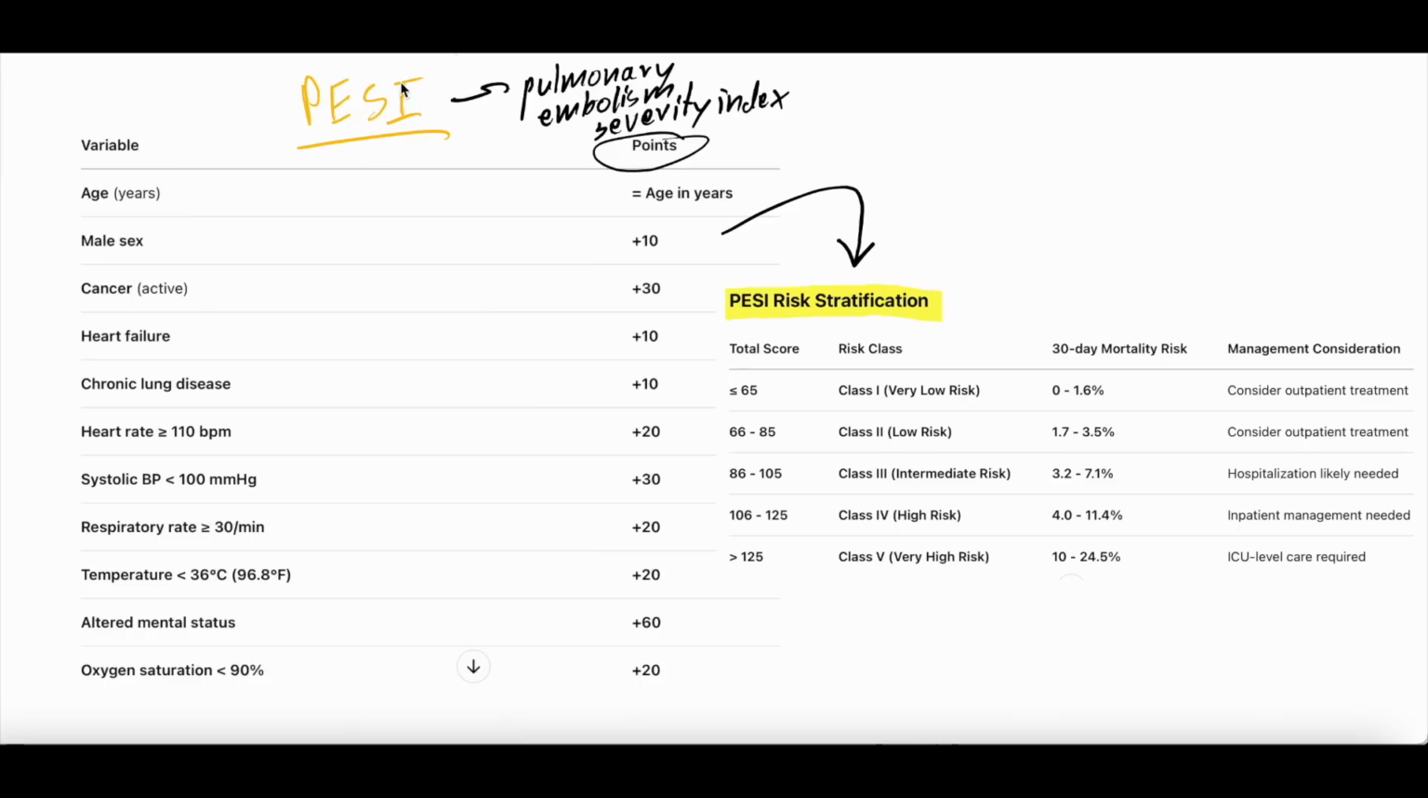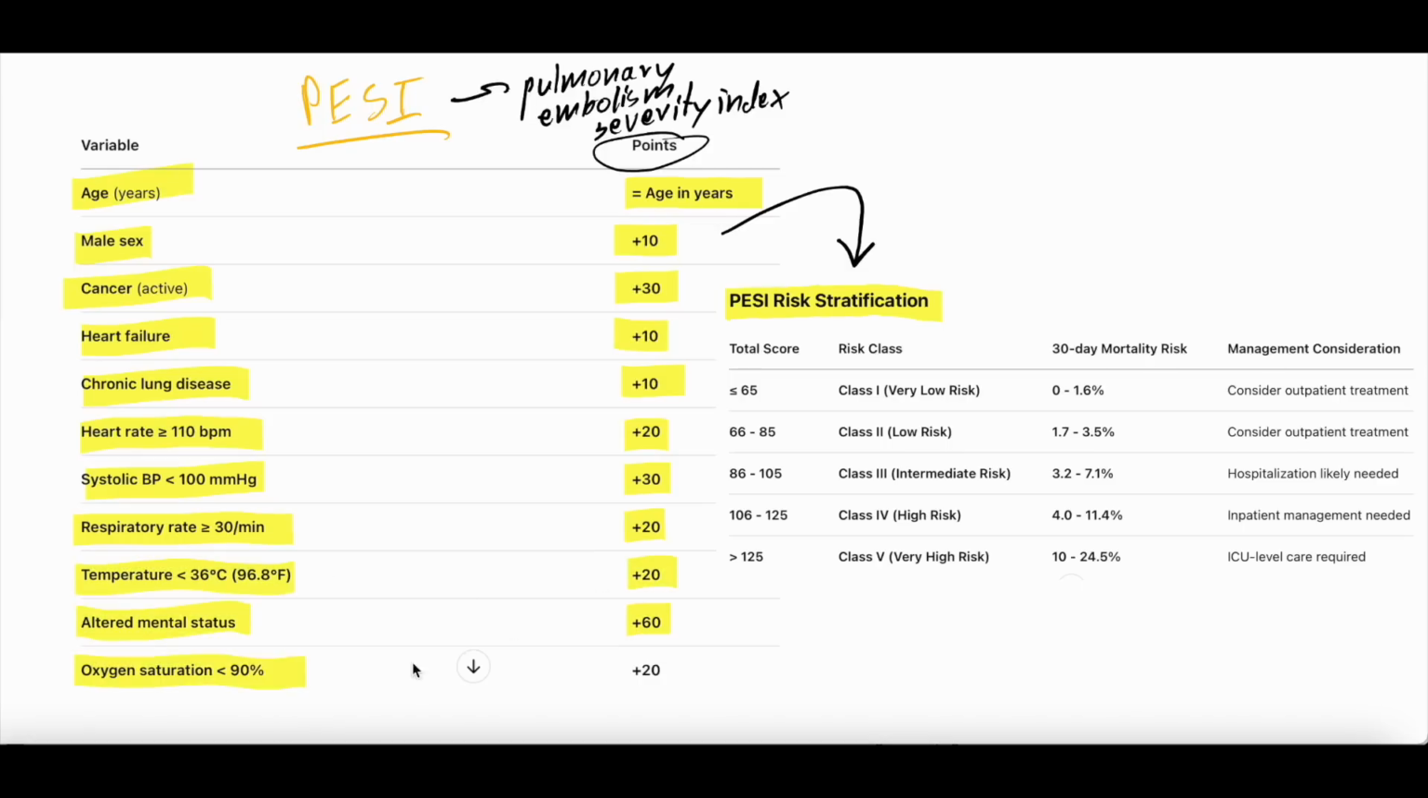So the risk factors here are age, and the points you get is actually your age in years. If you're 70, it's 70 points. If you're male sex, 10 points. If you have active cancer, 30 points. Heart failure, 10. Chronic lung disease, 10 points. Heart rate greater than 110, 20 points. Systolic blood pressure less than 100, 30 points. Respiratory rate greater than 30. Temperature, altered mental status, oxygen saturation.